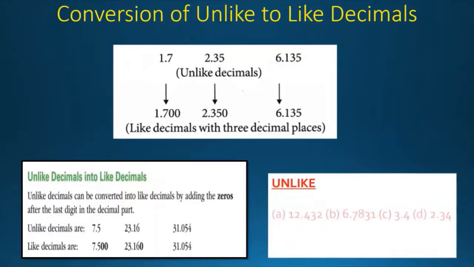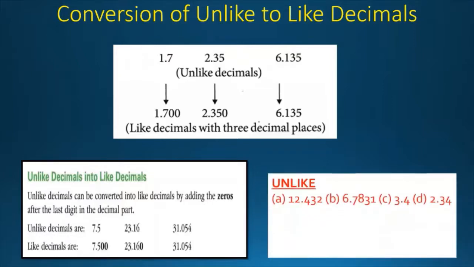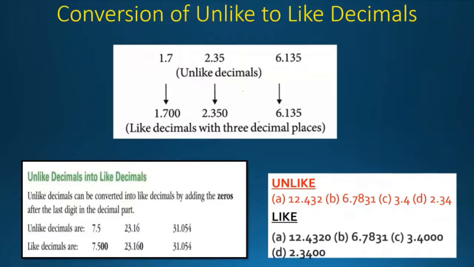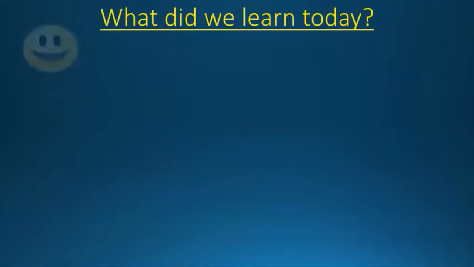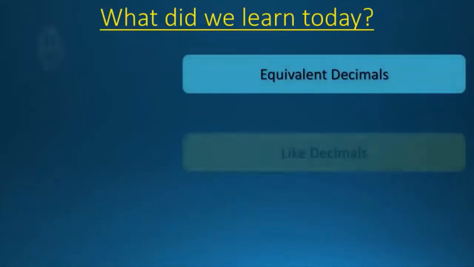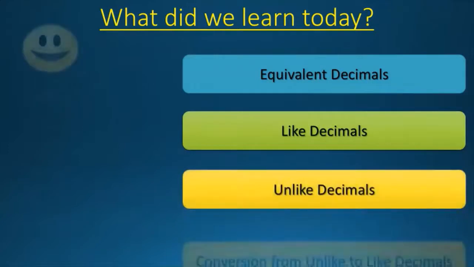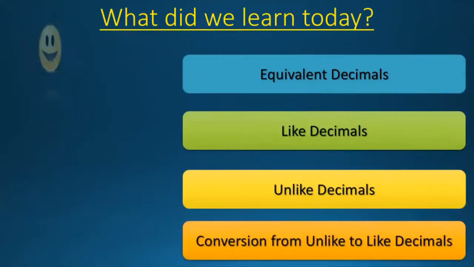Now, the unlike decimals are 12.432, 6.7831, 3.4 and 2.34. So we'll convert them to like decimals. They will become 12.4320, 6.7831, 3.4000 and 2.3400. So what did we learn today? We learned about equivalent decimals, like decimals, unlike decimals, and conversion from unlike to like decimals.